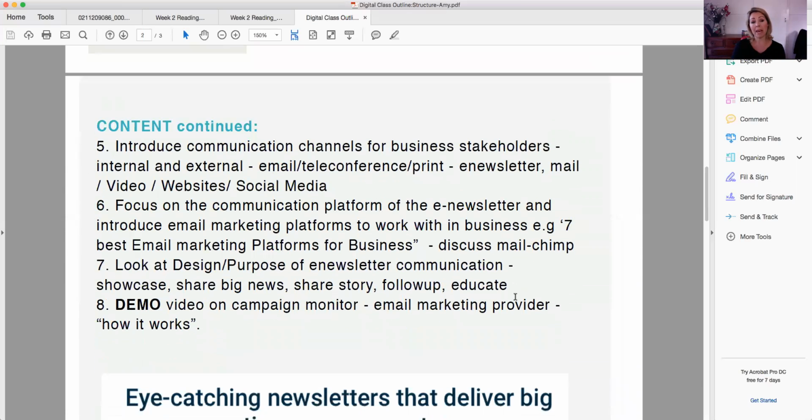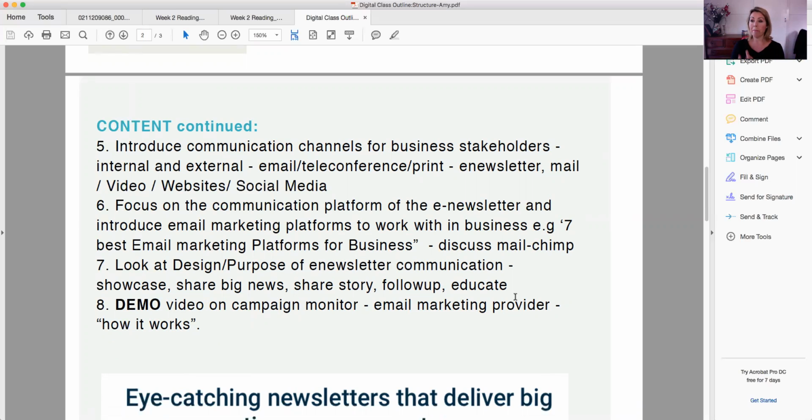Then we stop that and move through some further content. We talk about different communication channels, such as e-newsletters and video and social media, of course, different ways of communicating to our stakeholders. And then we start looking more specifically at the e-newsletter, because that's what we want them to focus on for this lesson. And we introduce all the different types of e-marketing platforms to work with, and there's a few other references that we provide and discuss some of the marketing platforms out there.